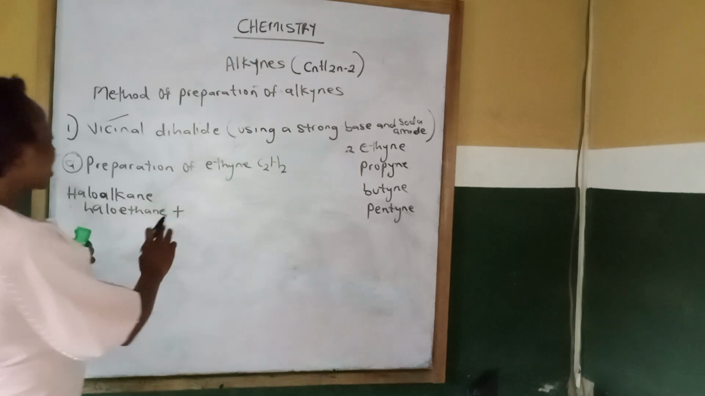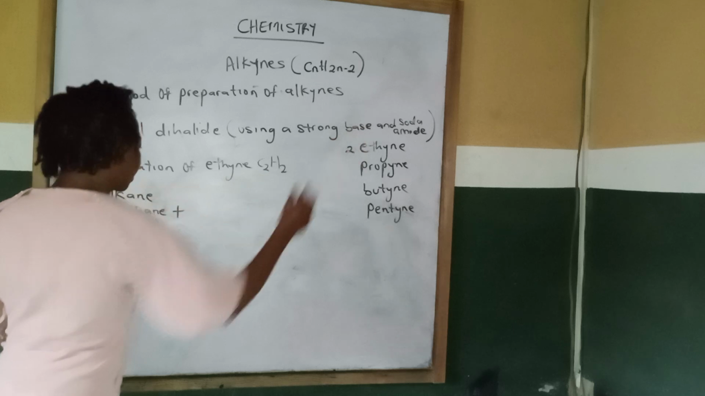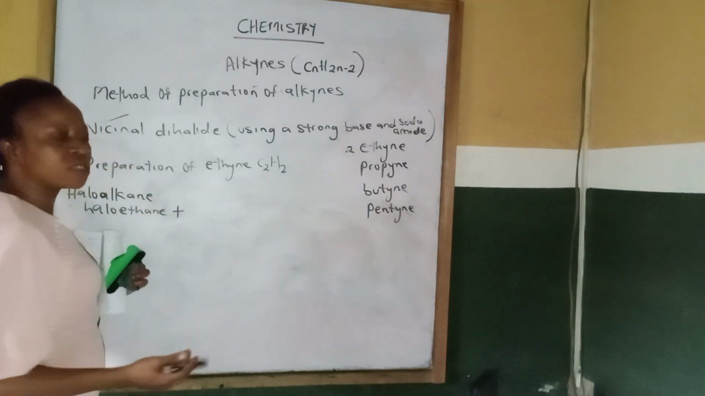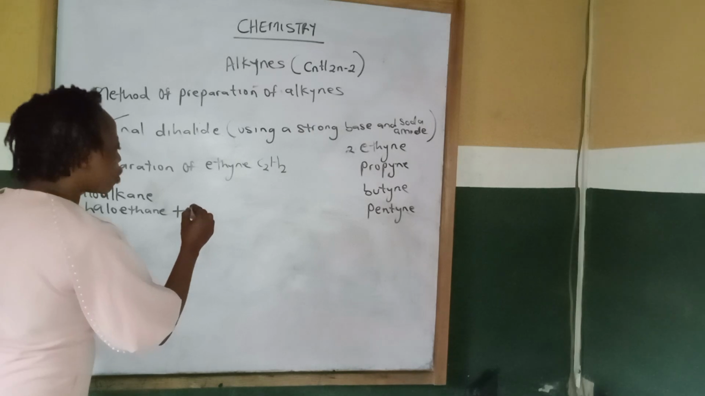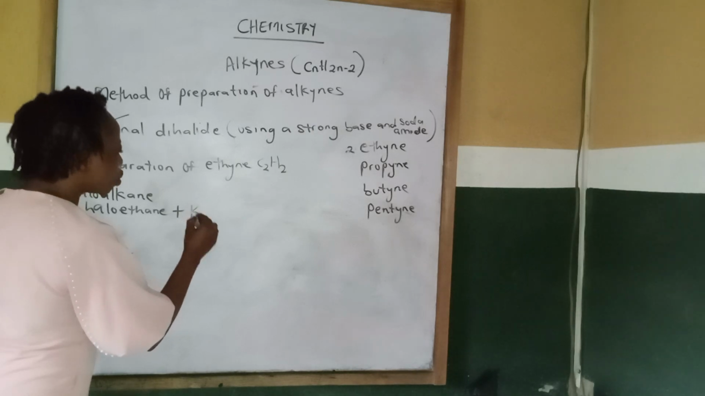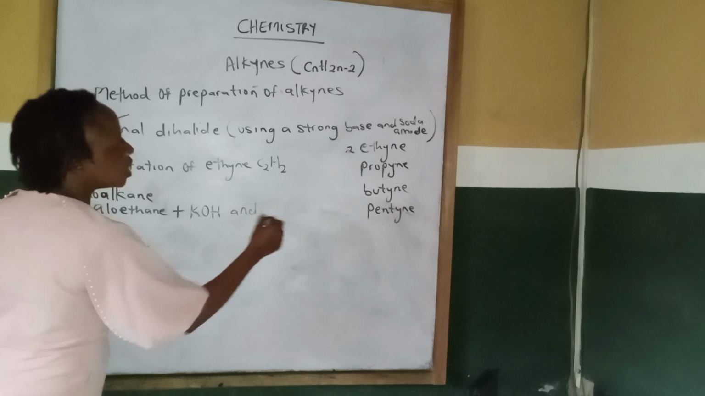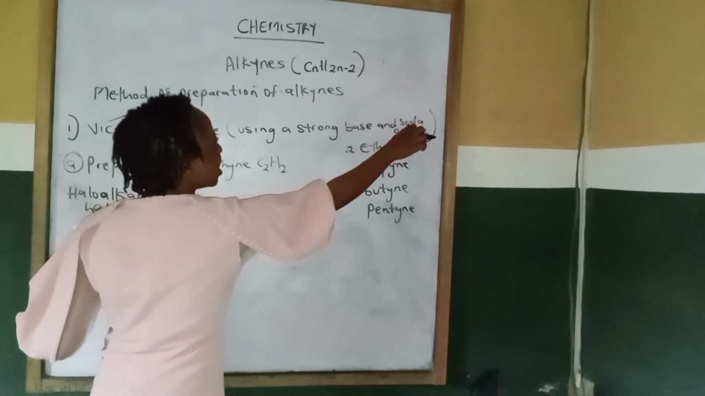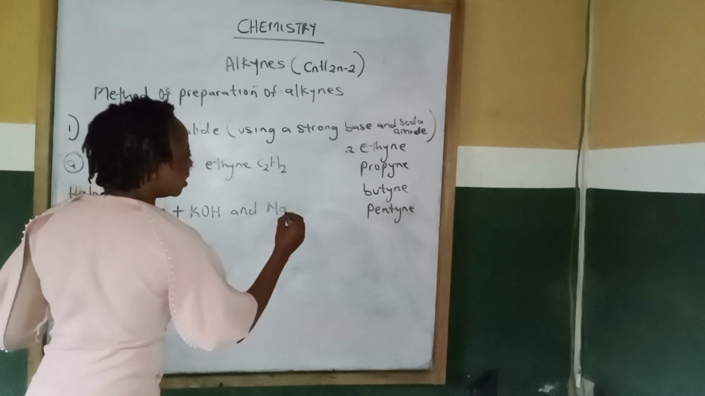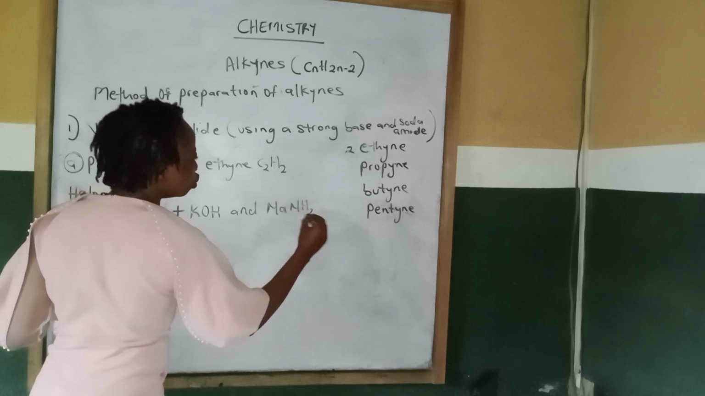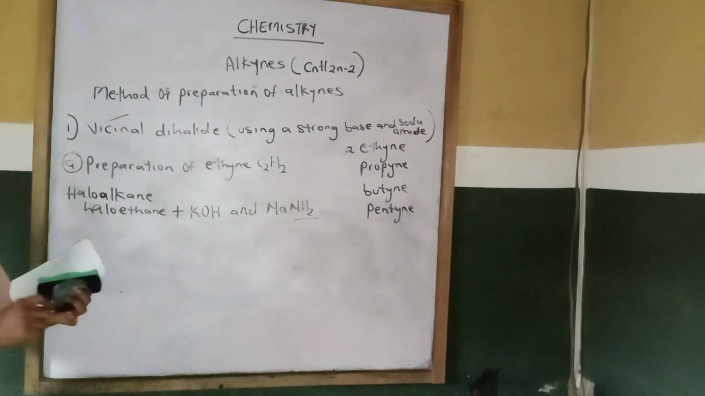The reaction will take place in the presence of a strong base. Examples of strong bases are potassium hydroxide and sodium hydroxide. This time around I'm going to use potassium hydroxide, so in the presence of KOH and soda amide. The chemical formula for soda amide is NaNH2. The NH2 is the amide from the soda amide.